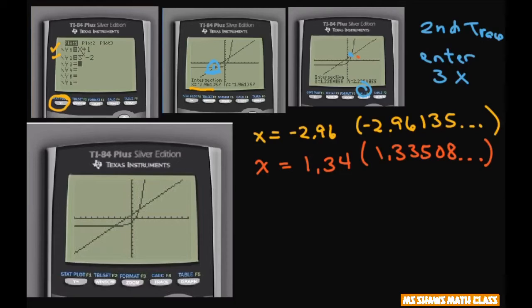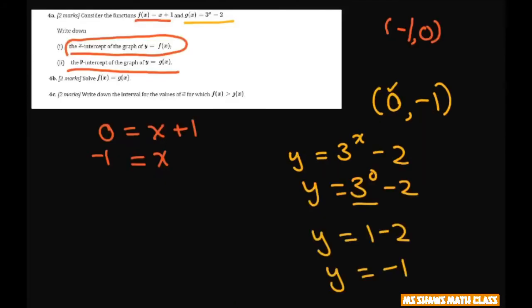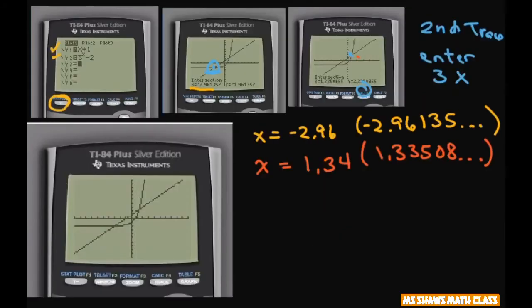And our last question was, write down the interval for x for which f of x, this one, is greater than g of x. So let's look at our graph again. Our f of x is the line. Our g of x is the exponential. So where is it greater? It's greater right in here. Everywhere else it's less than.